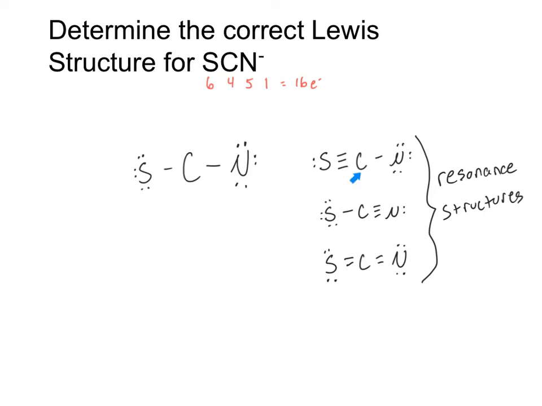In each of these, carbon has 4 bonds going to it, and so carbon, coming with its 4 valence electrons, has 4 electrons around it for each structure, and so the formal charge for carbon is going to be 0 for each one. In our top structure, sulfur comes with 6 valence electrons. It has 1, 2, 3, 4, 5, and so sulfur has a formal charge of +1.